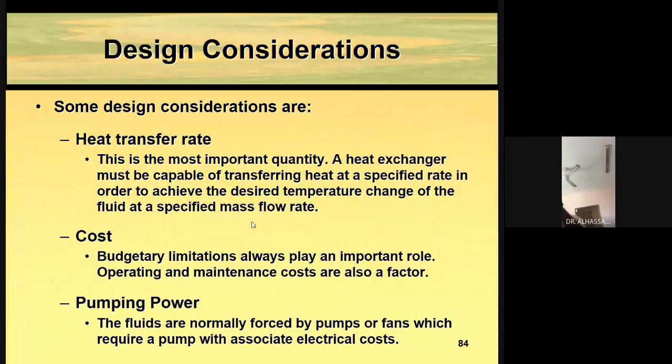In all heat exchangers, one of the first things we need to talk about, if you want to design, let's say you are an engineer working in the chemical industry or a power plant industry, and you want to design a heat exchanger, the first thing is: what is the amount of energy that you want to transfer from the hot fluid to the cold fluid.